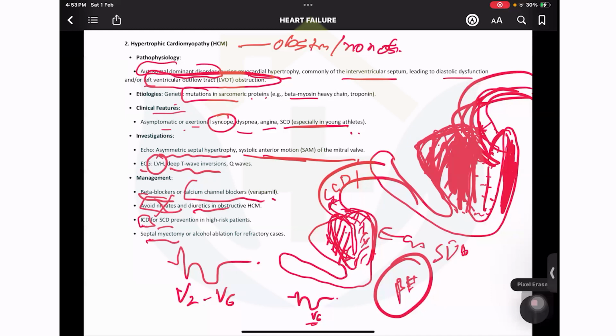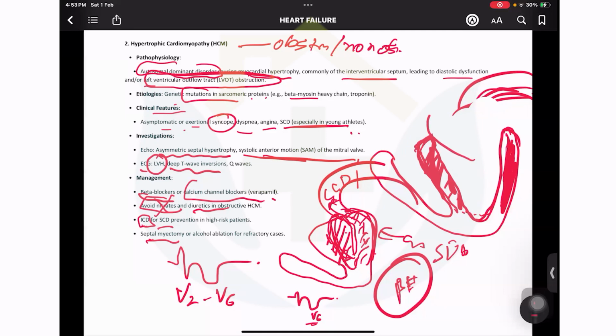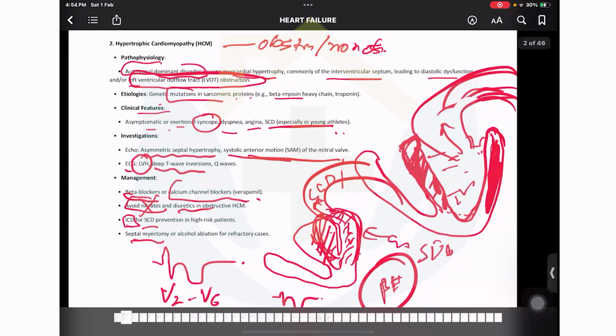So what will I do? I will just put in an alcohol ablation here. So what will it do? This is the aorta. Now the aorta is also getting good blood. This is the mitral valve. This is also doing good. So I have released it and I have increased the cavity of the left ventricle. So this is the HOCM.